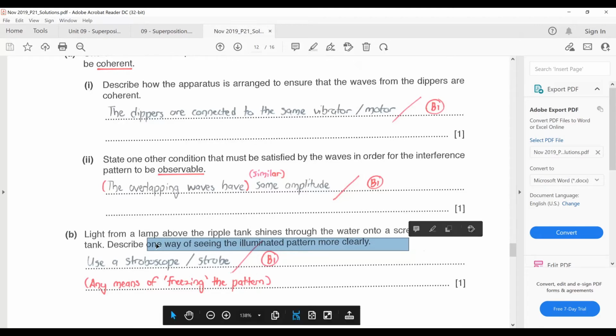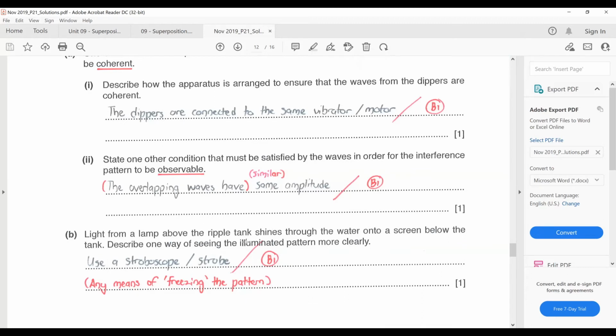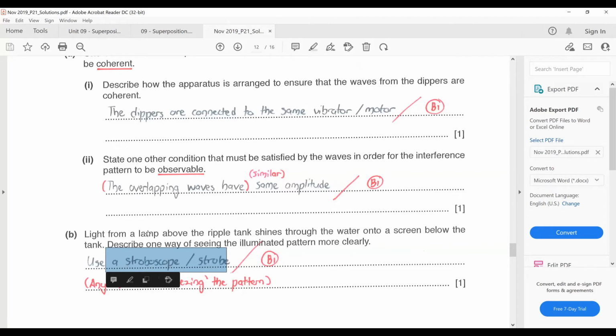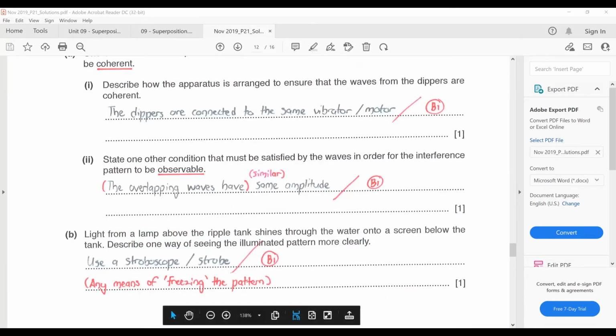So one thing that you can use to see the interference pattern more clearly is to use a stroboscope or strobe. A stroboscope or strobe is actually a series of flashing light. So the lamp that you have here, you connect it to a stroboscope, it will cause the lamp to flash at regular time intervals. When you use it at the correct frequency or the correct time interval, it will have the effect of freezing the interference pattern formed. What do I mean by that is something like this.